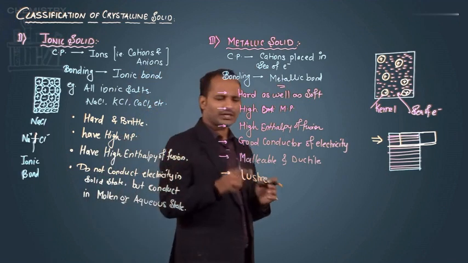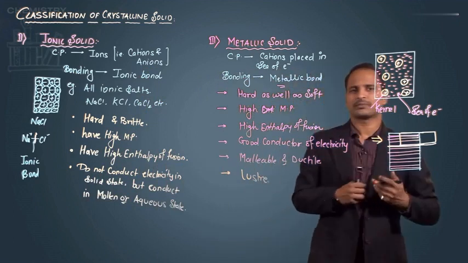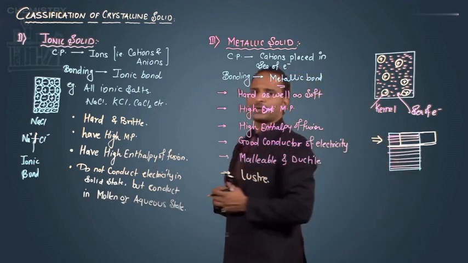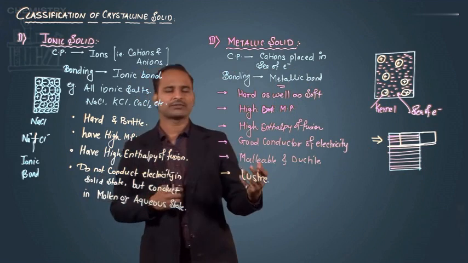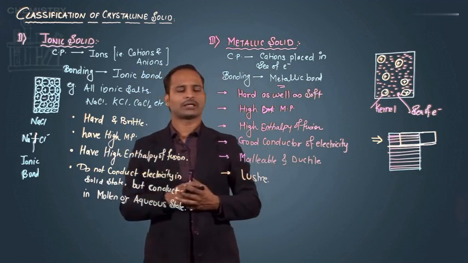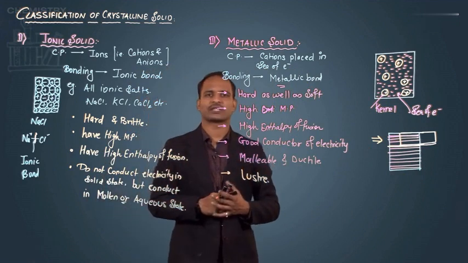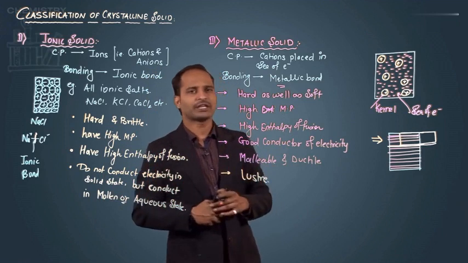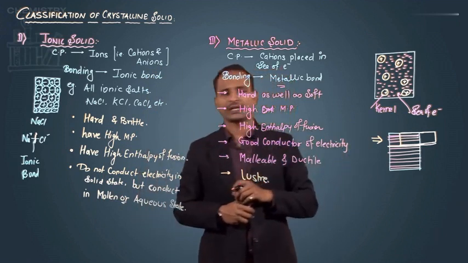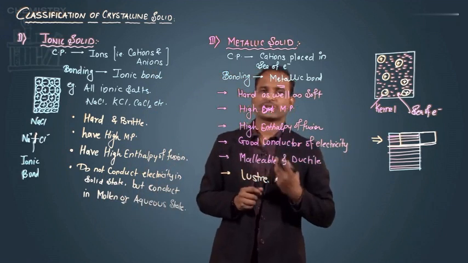That is a metallic solid. These are some special properties of a metallic solid. That means they are malleable and ductile, and they have a luster. Luster means they shine. And the reason for the shining of the metal is again the presence of free electrons. Because of the free electrons, they shine.